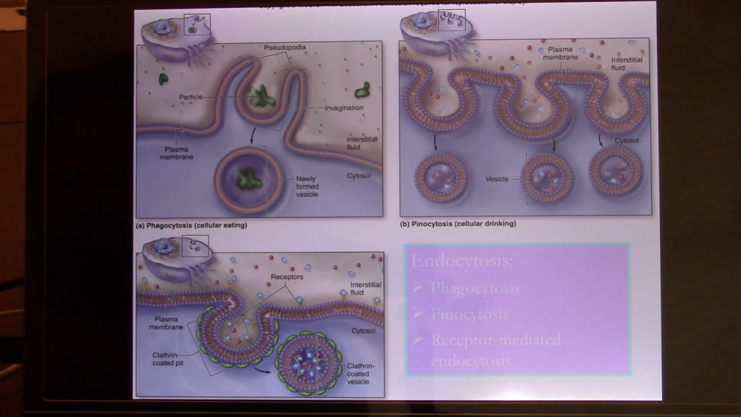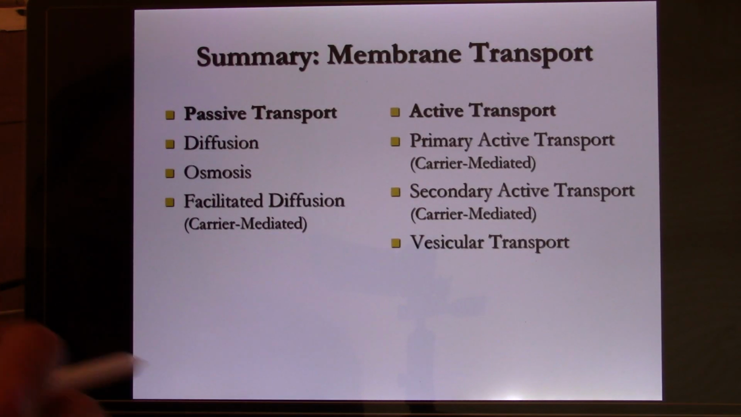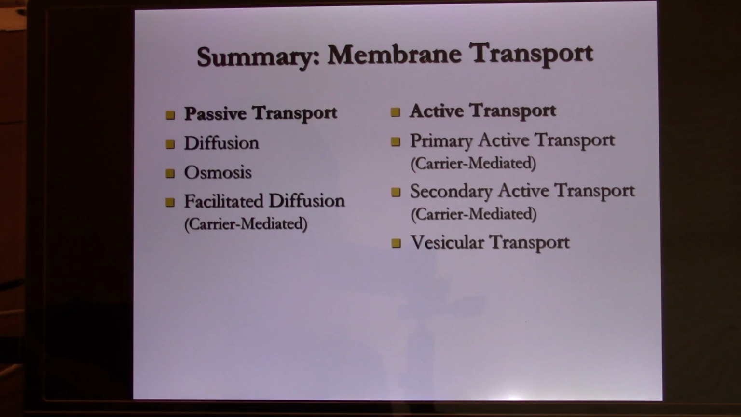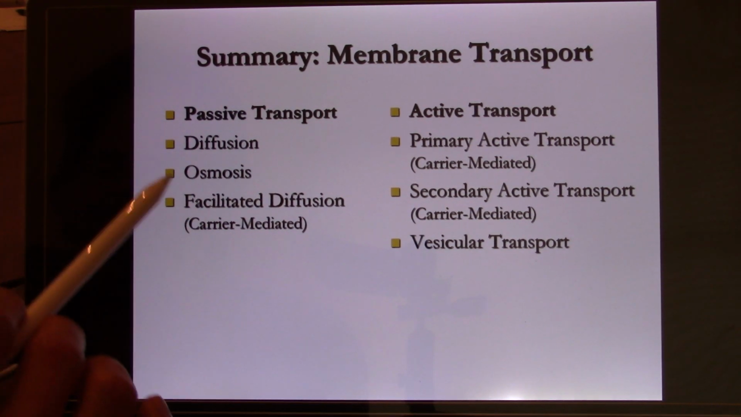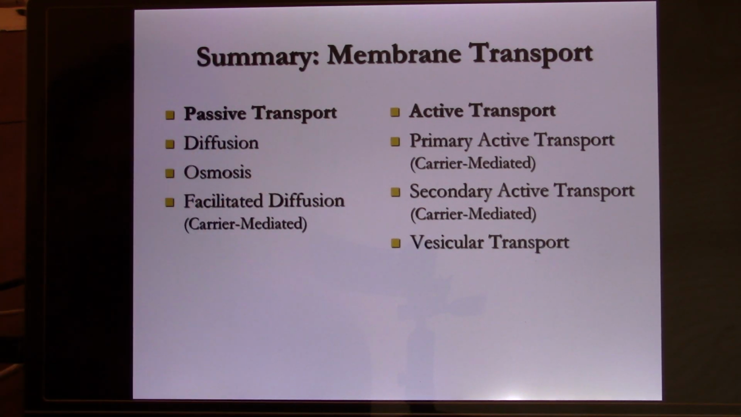So we have 3 kinds of endocytosis. Okay, so that's the summary. We spent a lot of time talking about passive transport. We talked about simple diffusion. Osmosis, we will talk more about it next time. Osmosis is water movement. We don't call it water diffusion, we call it osmosis.